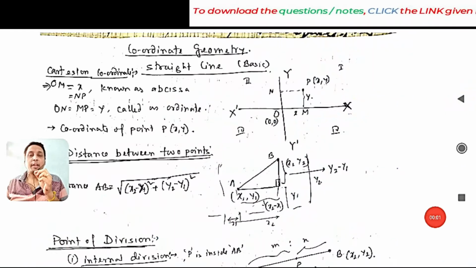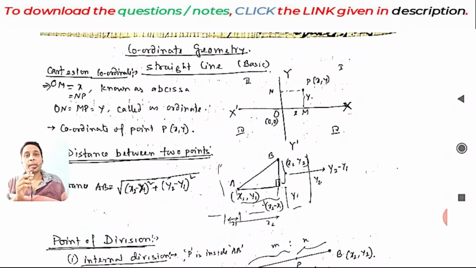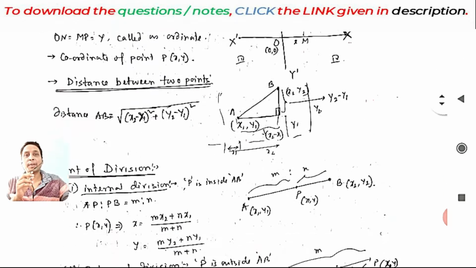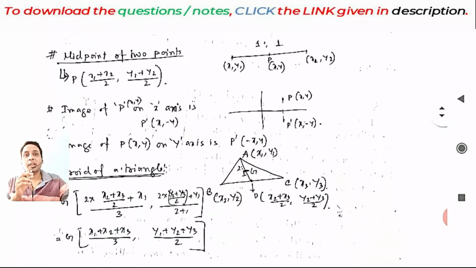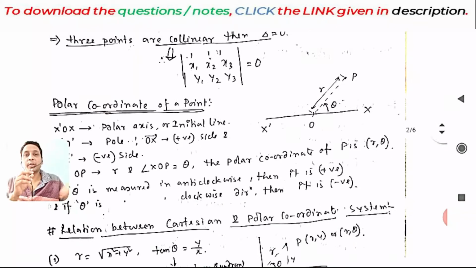Okay students, welcome to this new topic, that is coordinate geometry or straight line. This topic is totally based on visualization, so I have tried my best to help you visualize things. I will be starting with some basics of coordinate geometry from your class 10 onwards: distance formula, division, midpoint, and then centroid, area, and then polar coordinates of a point. Okay, then let's see the basics of coordinate geometry first.